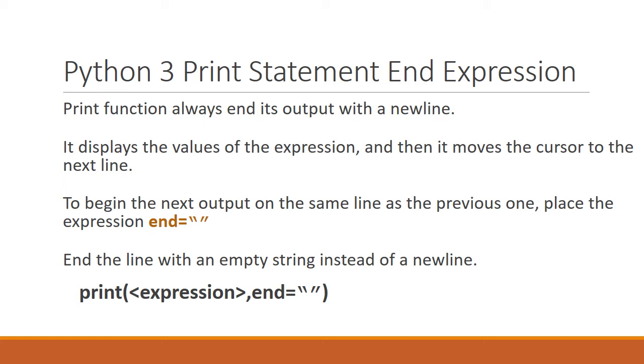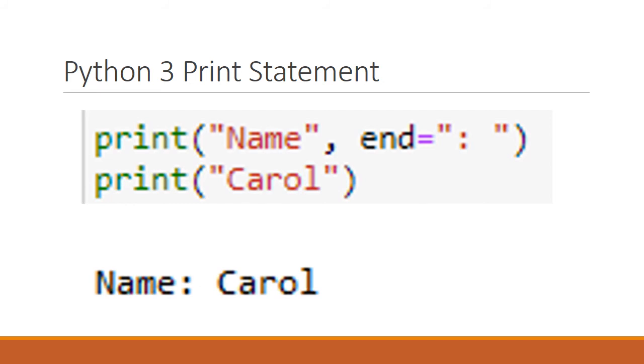To begin the next output on the same line as the previous one, Python provides the end equals expression that lets you specify what you want displayed at the end of the output. The end equals option is added to the end of your print statement expression preceded by a comma. In this example, we have decided that we want to output the literal name ending with a colon plus a space. The next output, Carol, is displayed on the same line following the colon plus space separator.